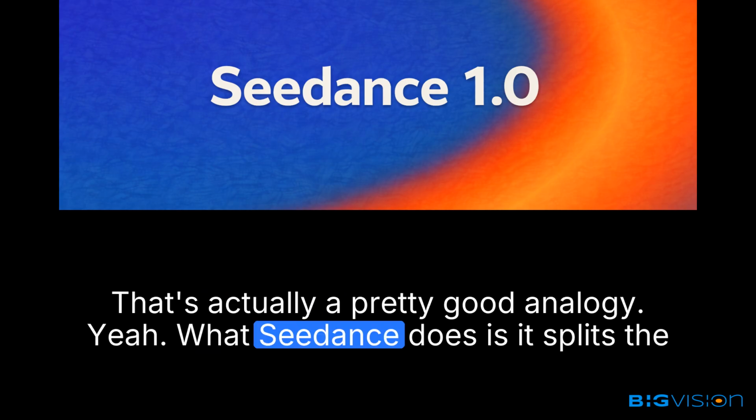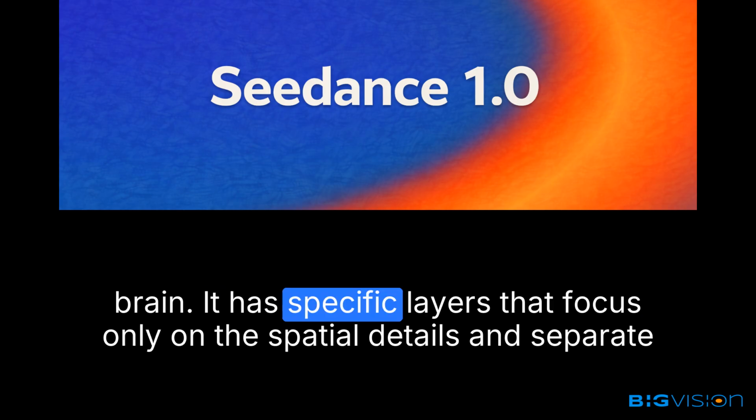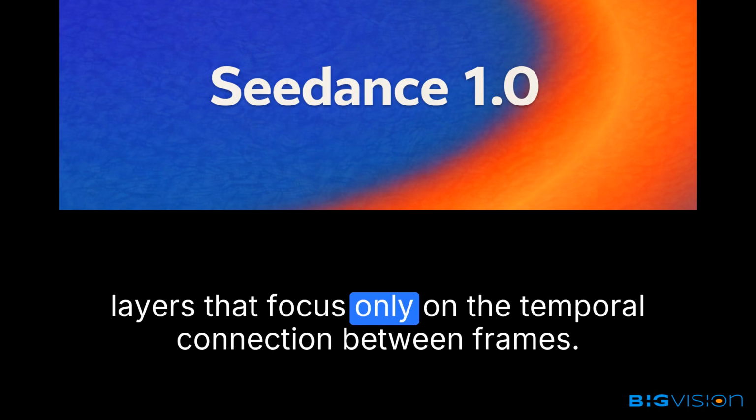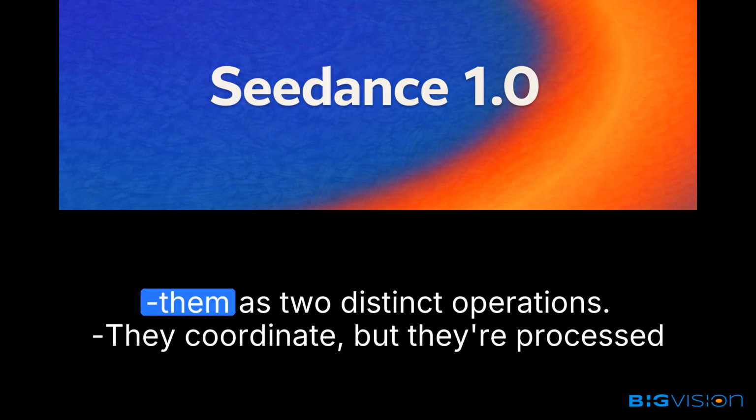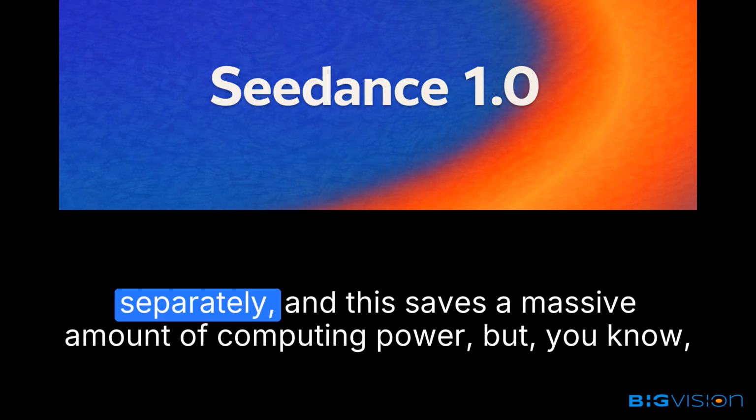Yeah. What Seedance does is it splits the brain. It has specific layers that focus only on the spatial details and separate layers that focus only on the temporal connection between frames. So it paints the picture, then it figures out how the picture moves, but it treats them as two distinct operations. They coordinate, but they're processed separately. And this saves a massive amount of computing power.